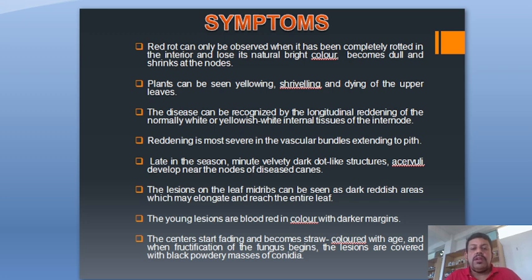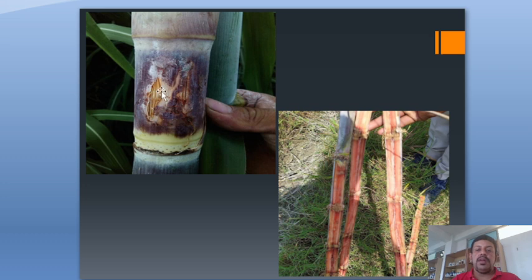Red rot can only be observed when the cane is completely rotted in the interior and has lost its bright color. So in the beginning we cannot see that the sugarcane is being affected by the pathogen. When the host is completely affected by the pathogen, only then do the symptoms appear from the outer side, as you can see in the previous slide. So that is very interesting.